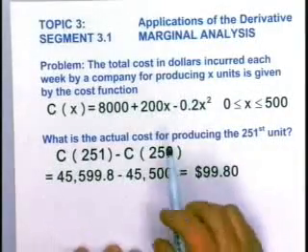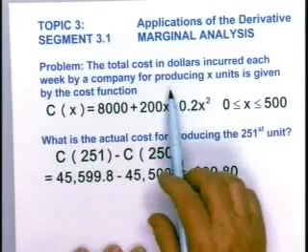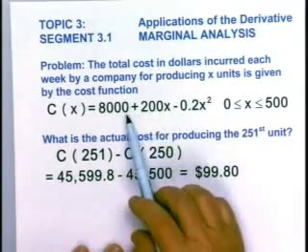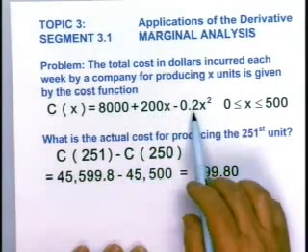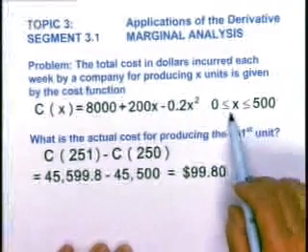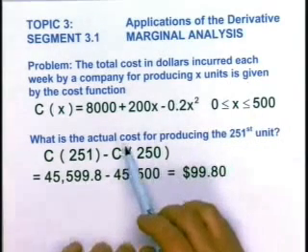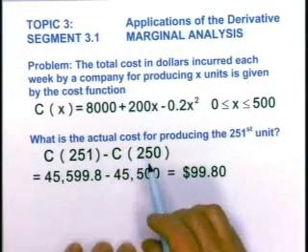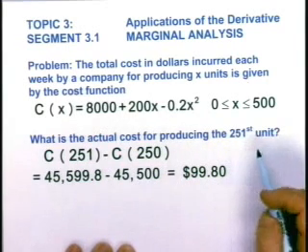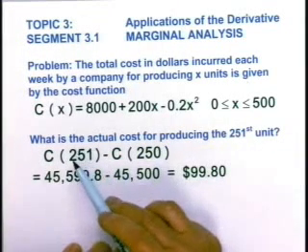The total cost in dollars incurred each week by a company for producing x units is given by this cost function, 8,000 plus 200x minus 0.2x squared, as long as production is kept between 0 and 500 units inclusive. What is the actual cost for producing the 251st unit?